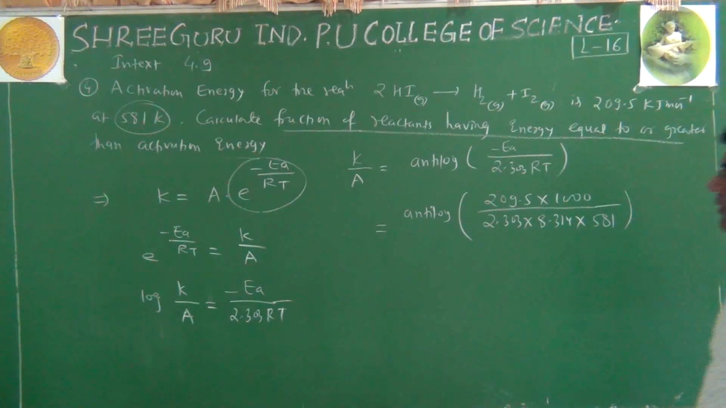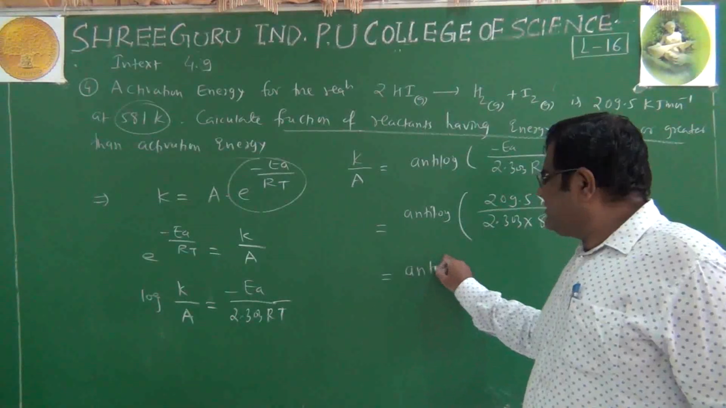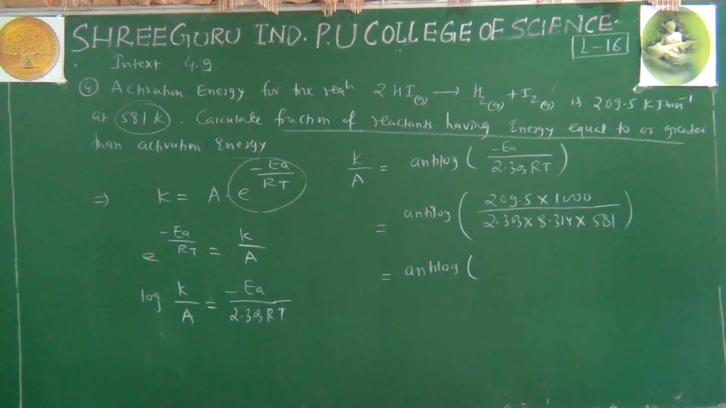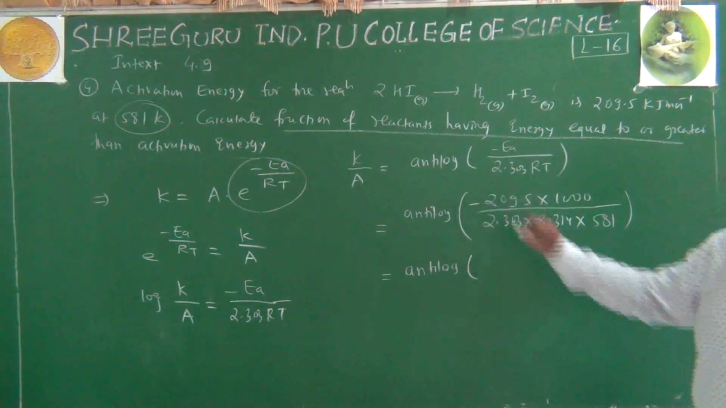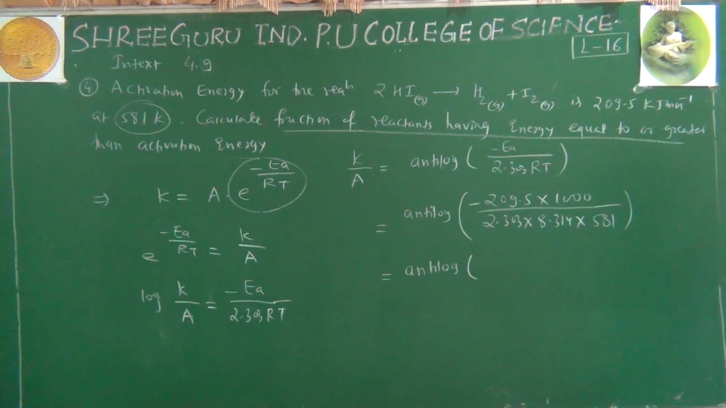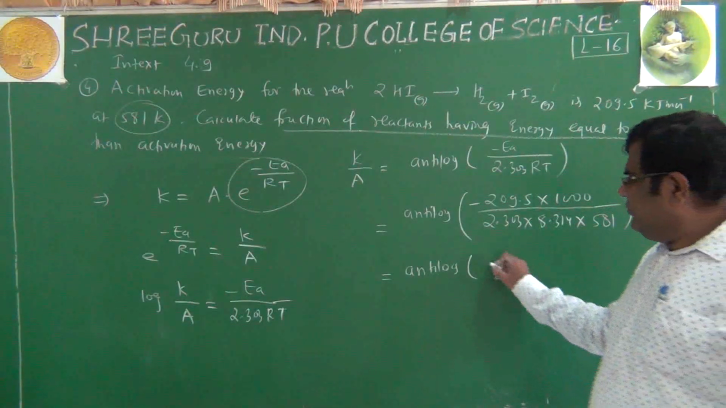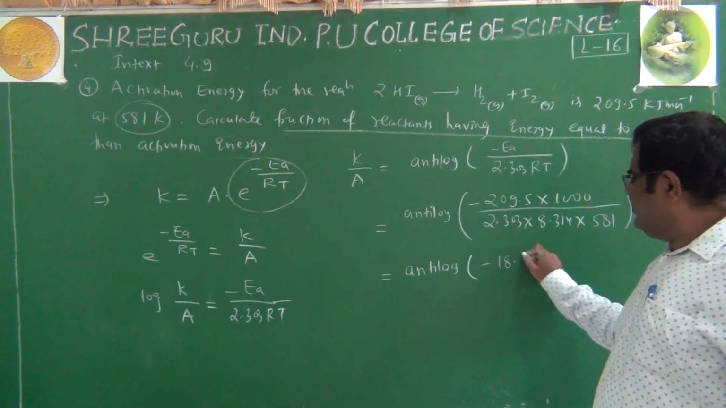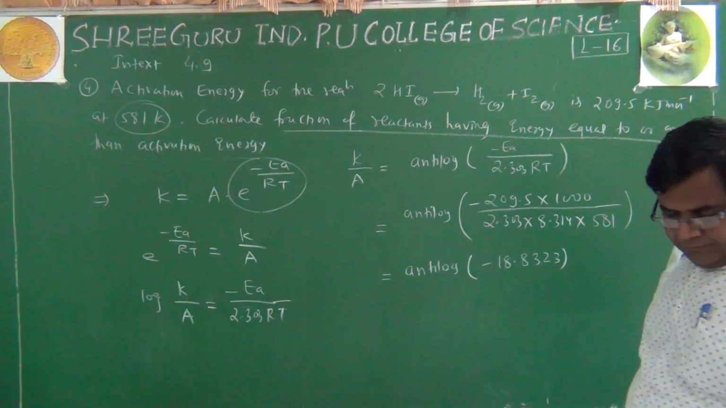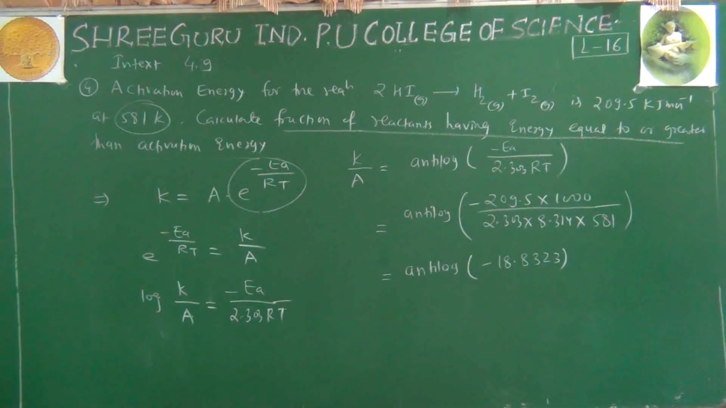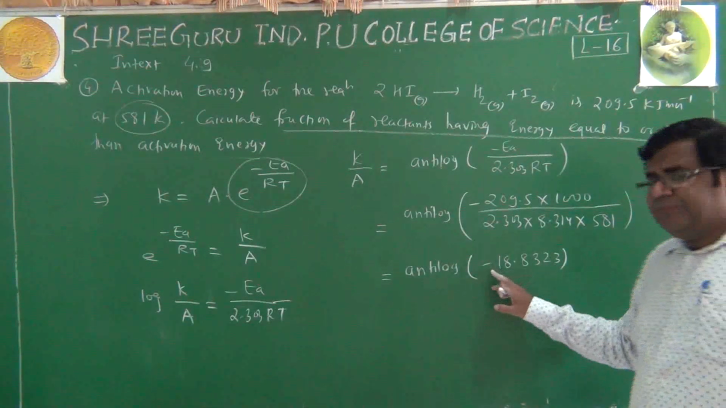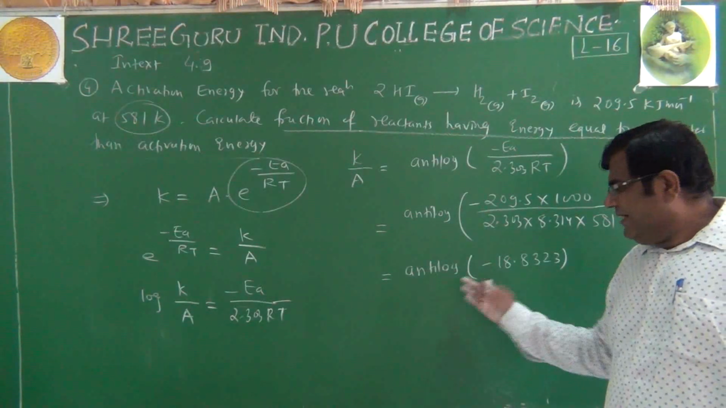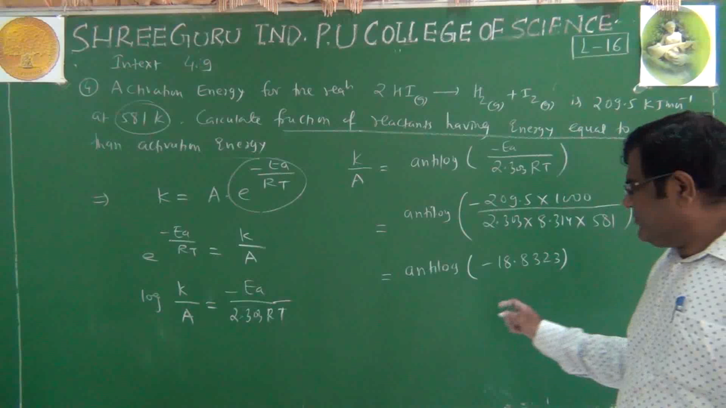Then if we simplify this, it is the antilog of, just do this calculation using a simple calculator. It is negative 18.8323. Now how do we find the antilog of this negative term? Last year in equilibrium, when you were calculating the concentration of H plus ion, you came across this type of step. What should we do here?